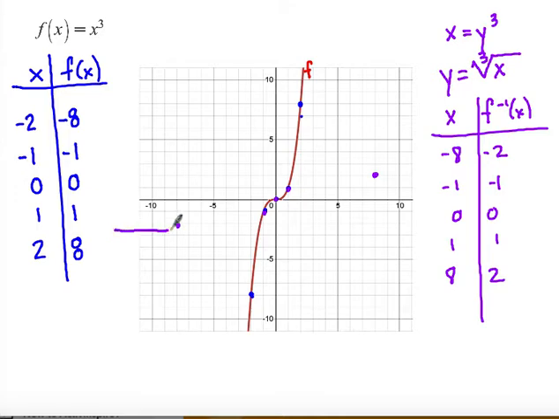So you can see that my graph has now been rotated and is now reflective of that y equals x line. So this gives me the inverse of the cubed function, which is the cube root function. And again, that's the parent graph. So these would be the points of the parent graph's function.